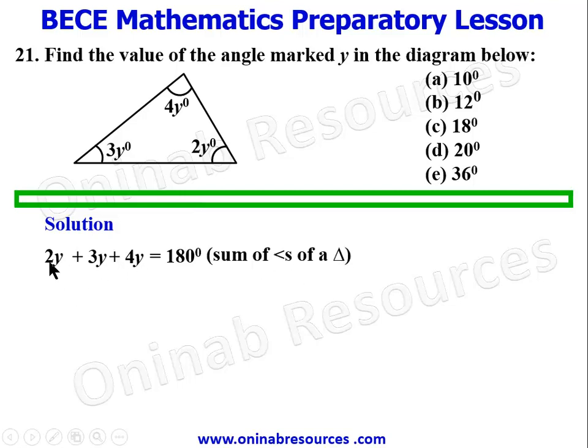Now we add this. 2 plus 3 gives 5, that's 9y is equal to 180 degrees. Dividing both sides by 9, y is equal to 180 divided by 9. And 180 divided by 9 is 20, so y is equal to 20 degrees. And that is option D.